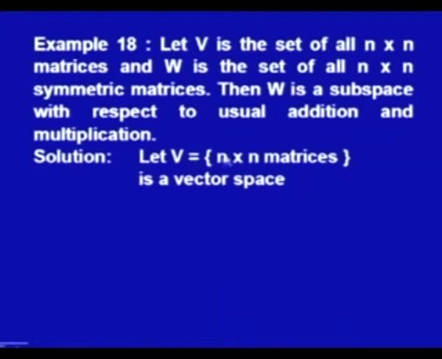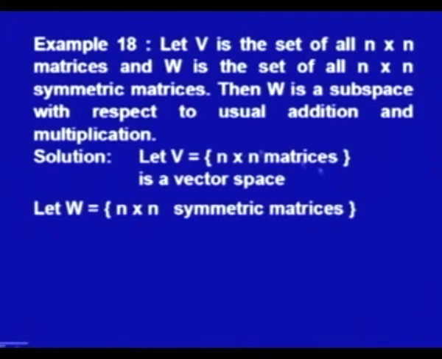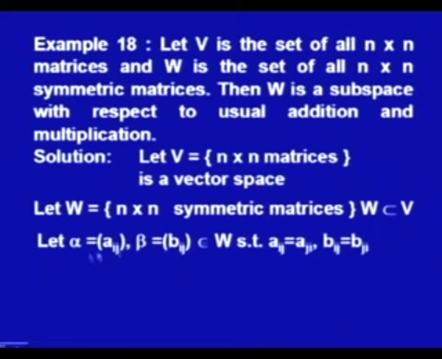So, let us start with V, the set of n by n matrices, which is a vector space. Now, we consider the set W of n by n square matrices which are symmetric. We clearly know that W is a subset of V. This is the very first condition for W to be a subspace of V, and this we have established. Now, let us consider two members of W, alpha as A = (aij), a square matrix, and beta as B = (bij), another square matrix, such that aij is equal to aji. Why? Because these two matrices belong to W and they are symmetric matrices. Similarly, bij is equal to bji.